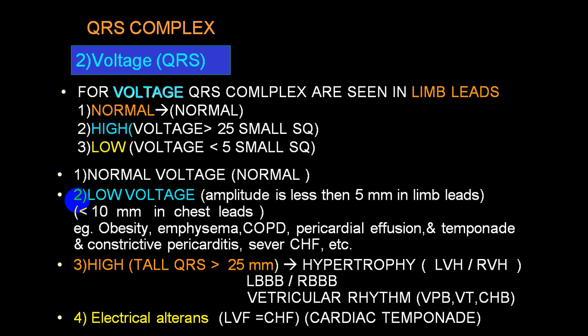There is another variety of QRS complex voltage you will see in the chest leads as well as in the limb leads. We call it electrical alternans, where one QRS complex is of good amplitude, the second QRS complex is of less amplitude, and this alternates, and that's why it is called electrical alternans. It is classical in case of severe congestive cardiac failure, more common in left ventricular failure, and also you can see it in cardiac tamponade.